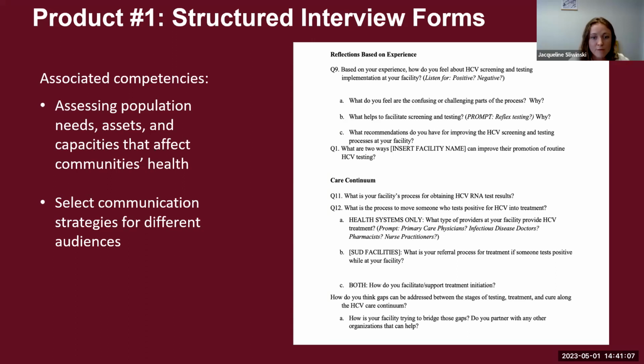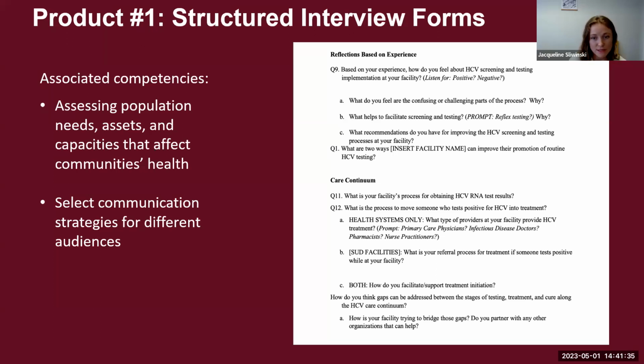Interviews with hospital, laboratory, and harm reduction program staff included questions about facility-specific testing policies, their procedures for testing, and questions about participants' experiences in providing hepatitis C testing and treatment services. And we also asked them about any challenges that they faced in providing those services.